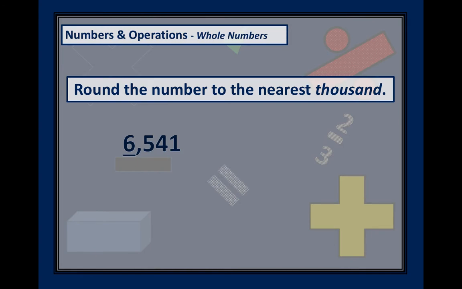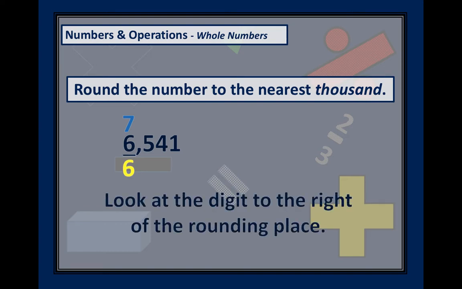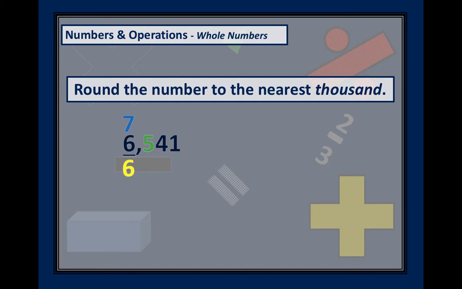In our next example, it says to round the number to the nearest thousand. So they're giving a specific place to round to, and you'll notice that I underlined the 6 because it's in the thousands place. Now again, the place that we're rounding to, in this case the thousands, only two things can happen. That 6 can become a 7 or it can remain the same. And the way we determine that is to look at the digit to the right of the rounding place. We notice that it's a 5.